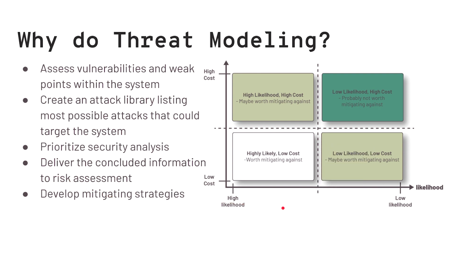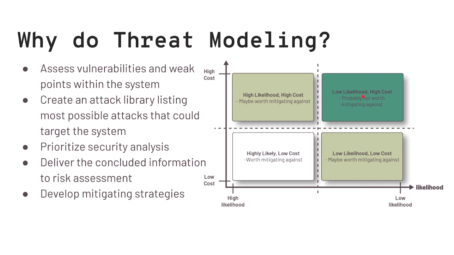Looking at the graph on the right-hand side, the graph has two axes, likelihood and cost. Once you start your threat modeling, you find out that some threats are very likely to happen, some threats are less likely to happen, and mitigating against those threats may have high or lower cost. And here is where the prioritization starts. For example, a straightforward example would be that if something is very likely to happen, but the cost of mitigating against it is low, then it's definitely worth mitigating against that specific threat.